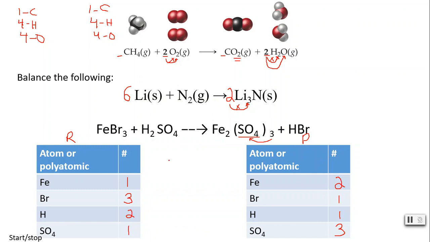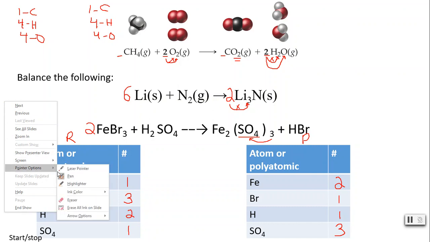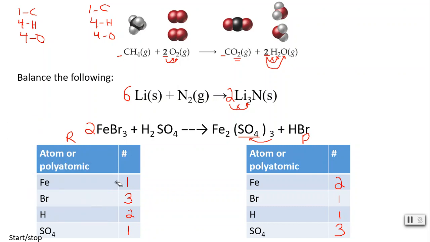Okay, so now we've taken stock of the number and type of atom or polyatomic that we have. Let's go ahead and start balancing. I've got 1 iron on my reactant side, 2 on my product side, so I better put a 2 in front. That's the only way I can change the number of irons. So when you put that 2 there, when you change the coefficient, make sure that you change your chart as well.